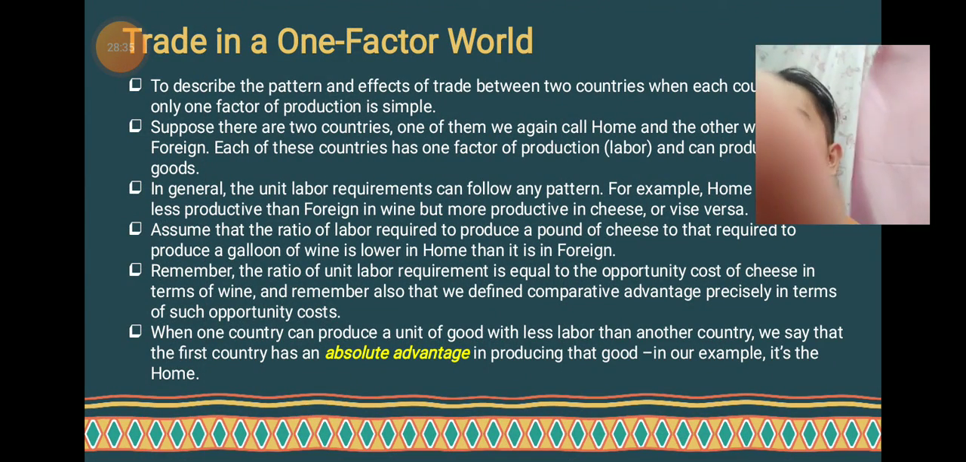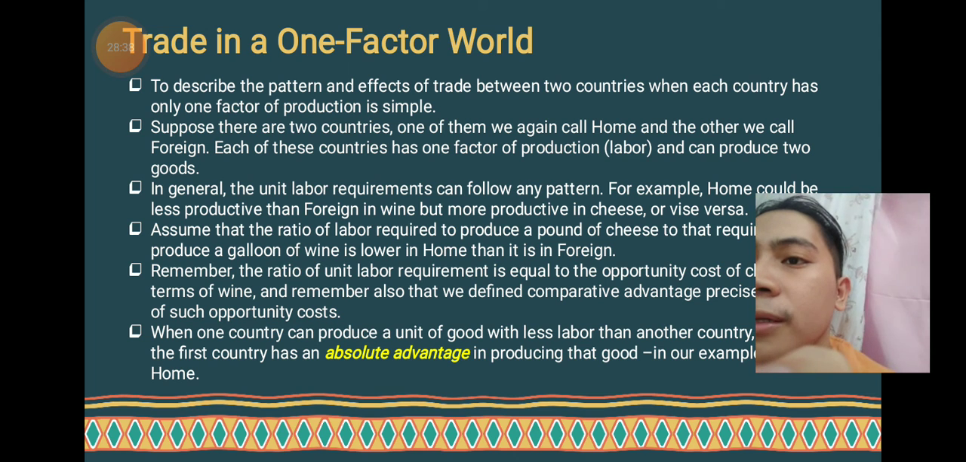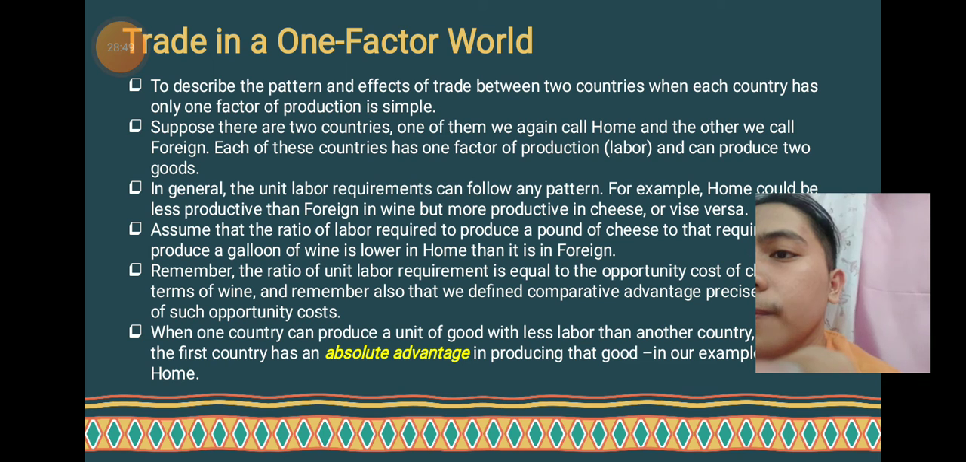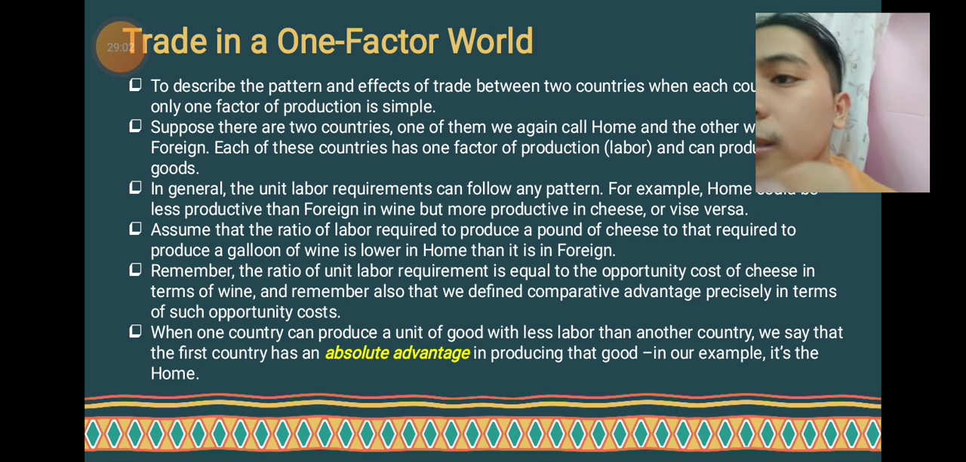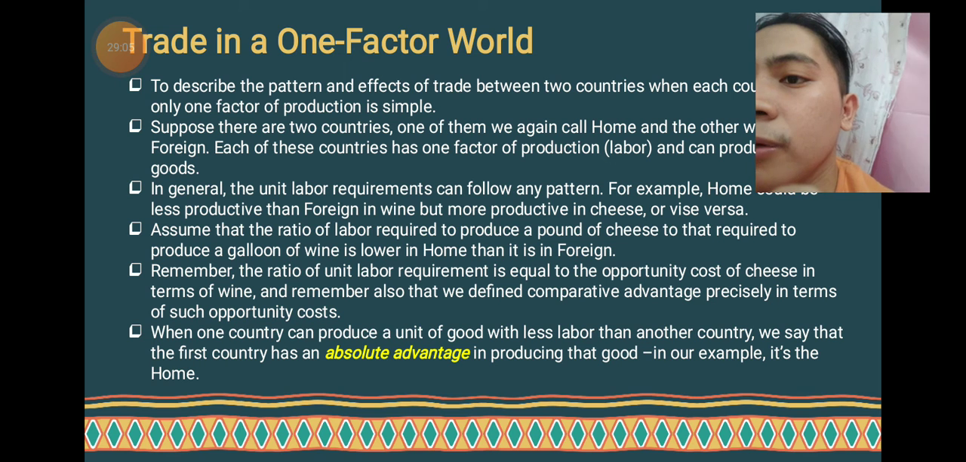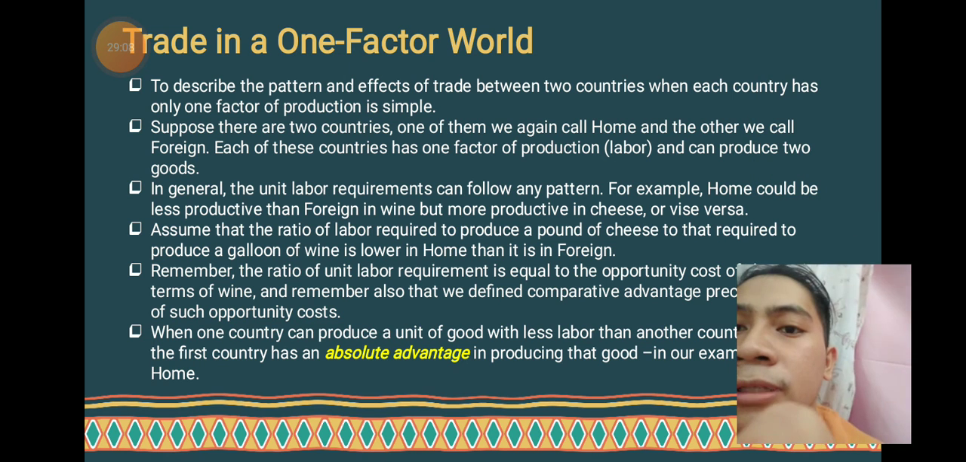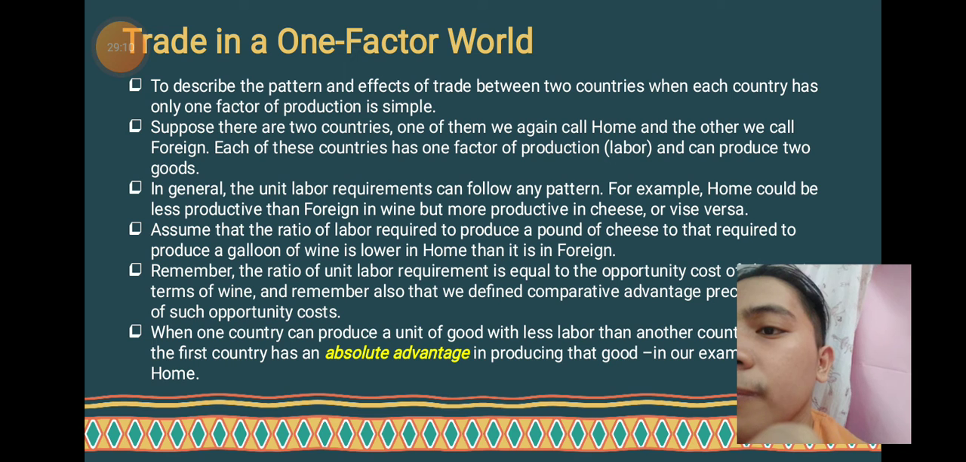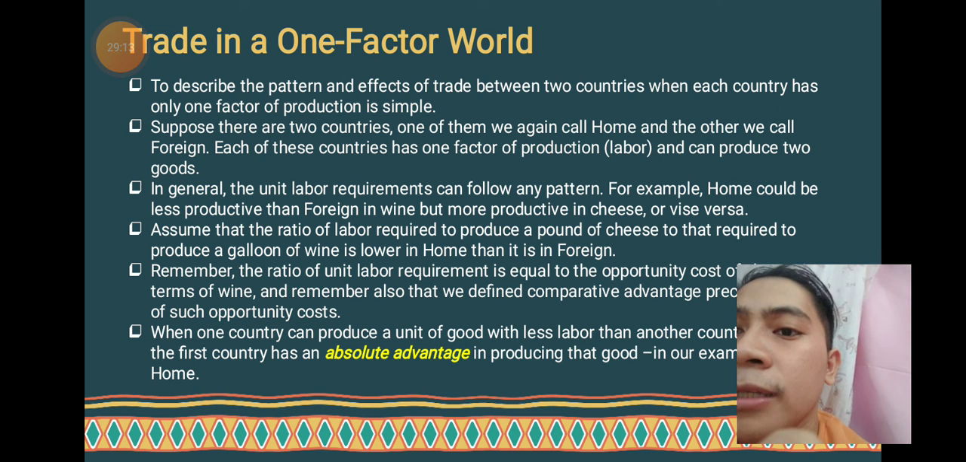Trade in a one-factor world. To describe the pattern and the effects of trade between two countries, when each country has only one factor of production, is simple. Second, suppose there are two countries, one of them we again call home and the other we call foreign. Each of these countries has one factor of production, labor, and can produce two goods. In general, the unit labor requirements can follow any pattern. For example, home could be less productive than foreign in wine but more productive in cheese, or vice versa.